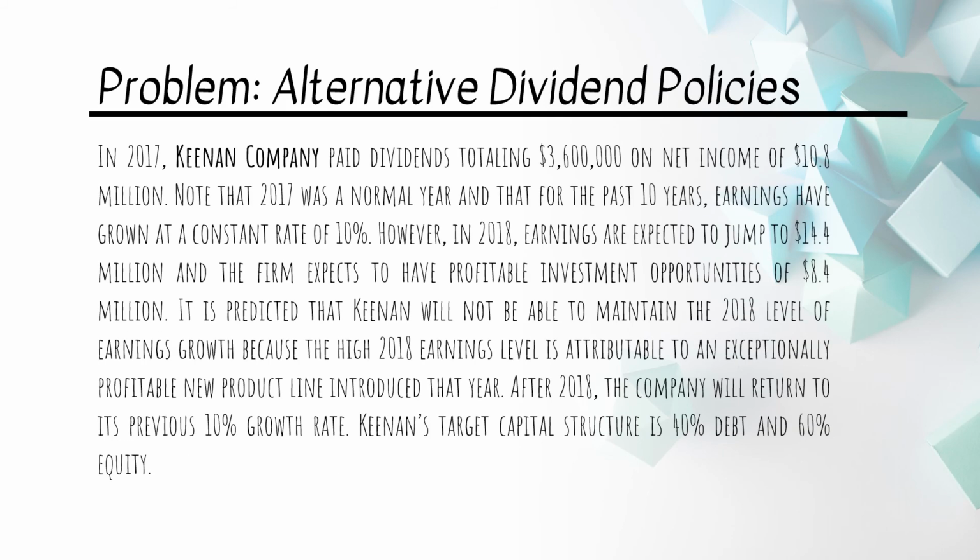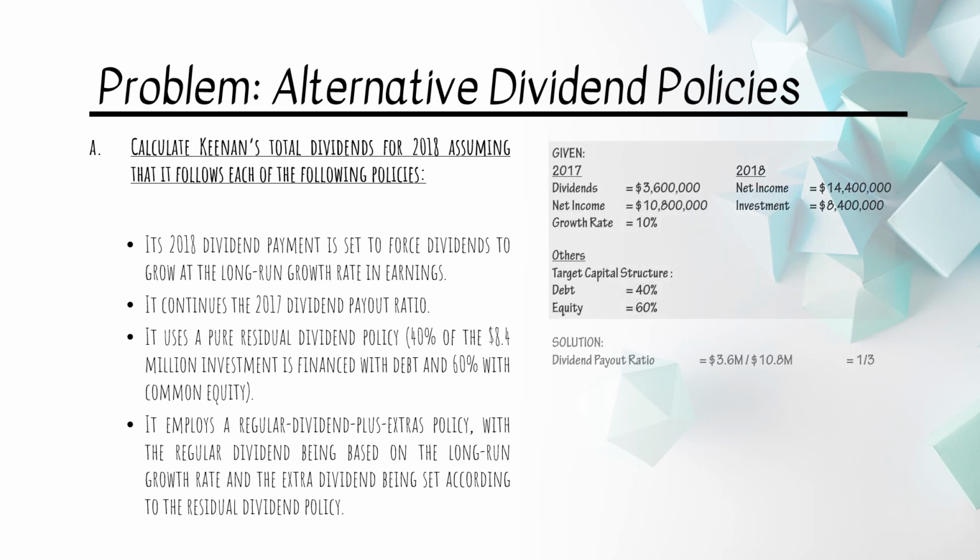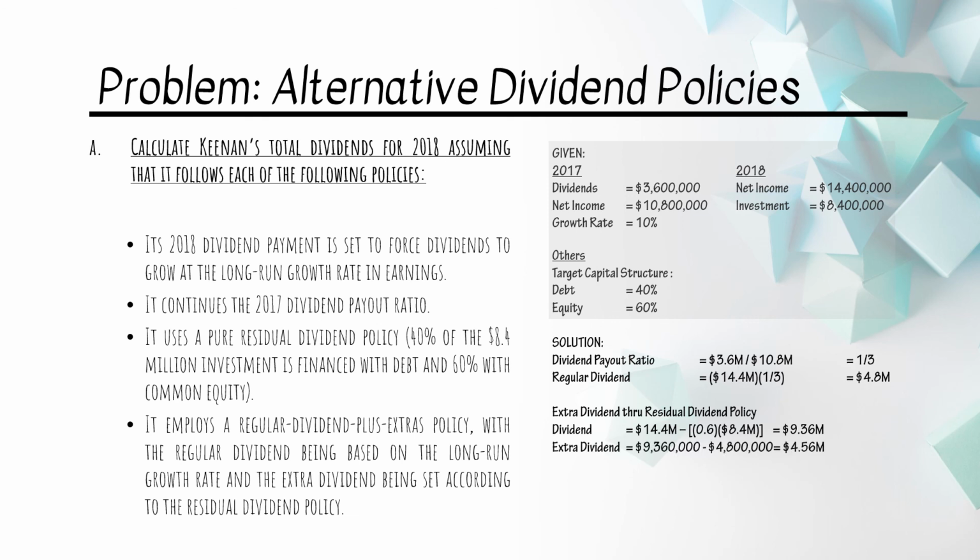For the last problem, we will determine Keenan Company's total dividends for 2018 following the indicated data. First, we find the dividend payout ratio from 2017's data, which will actually result in 1/3 or 33.33% as shown on screen. Multiplying this with 2018's net income, we get $4.8 million as the year's regular dividends. Next, we find the residual dividend by subtracting the portion of the investment to be funded by equity from 2018's net income, giving us a result of $9.36 million, with extra dividend equal to $4.56 million.